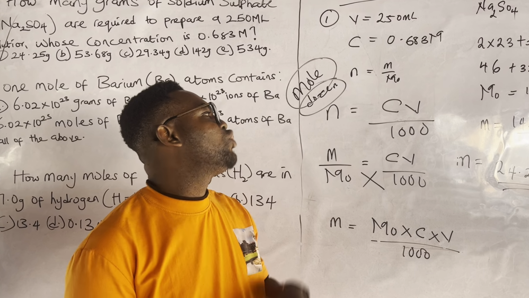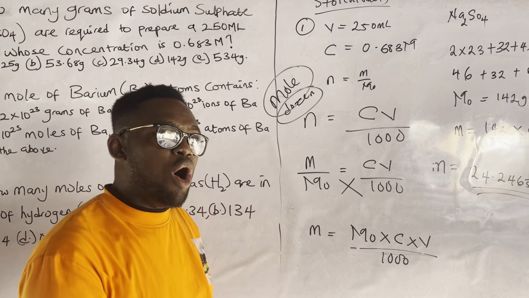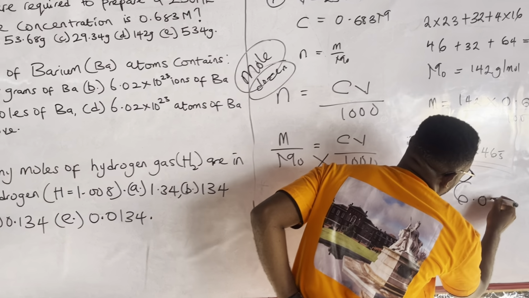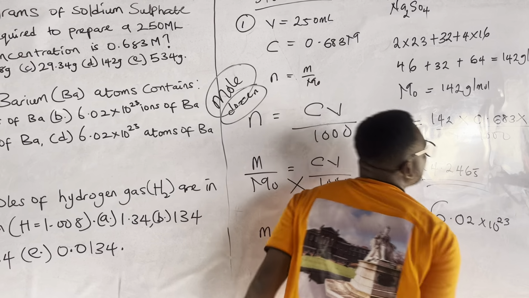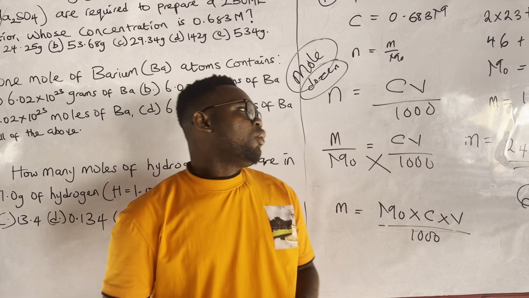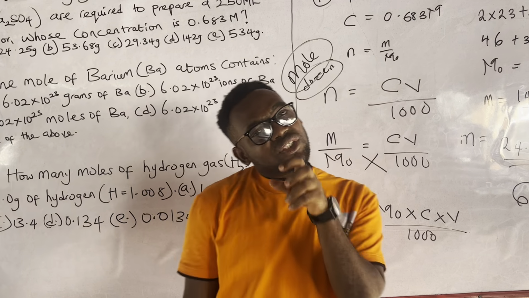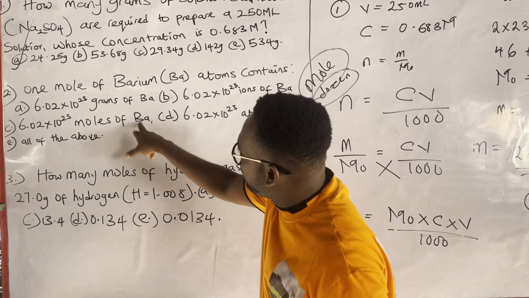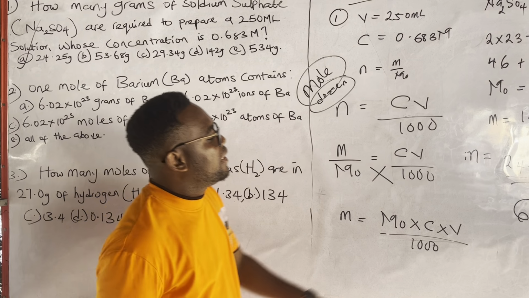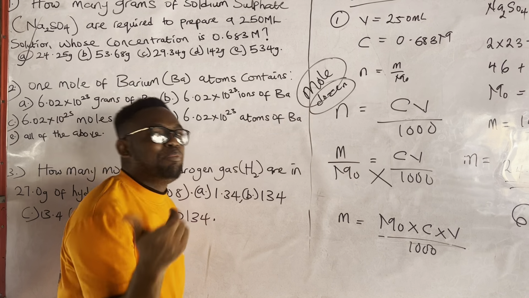A dozen of oranges means 12 oranges, like that. The same way, 1 mole of a substance contains Avogadro's number, 6.02 times 10 to the power 23. But if you remember, in the first video I described something called the elemental entities, which are called atoms, molecules, moles, etc. Now, it is important to state that 1 mole of barium atoms will contain 6.02 times 10 to the power 23 atoms of barium.